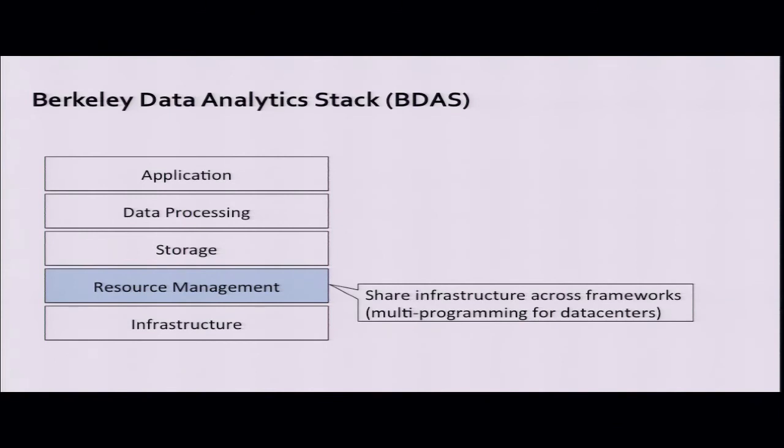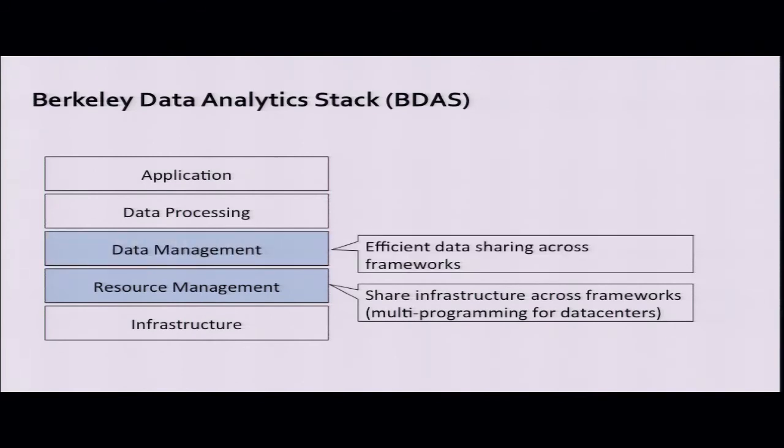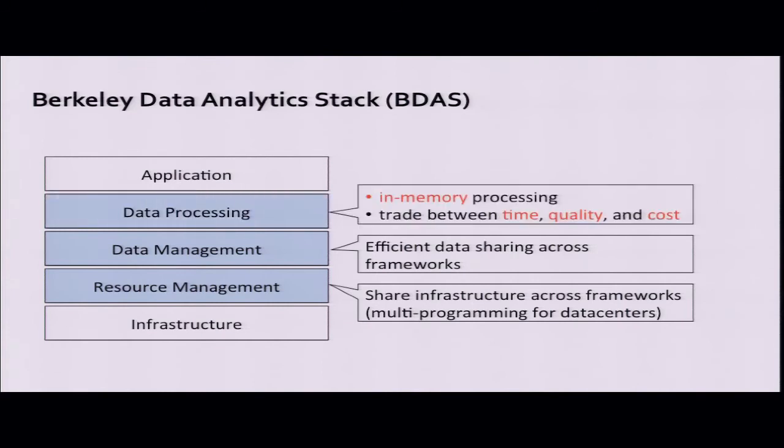First of all, we have this new layer which we call the resource management layer. This basically allows multiple frameworks to share the same infrastructure. Then we add significant functionality in the other layers. The storage layer becomes the data management layer. Now it allows different cluster computing frameworks to efficiently share data. And in the data processing layer, we develop new cluster computing frameworks which use in-memory processing and trade off between time, quality, and cost, basically implementing some of the approaches I talked about earlier.